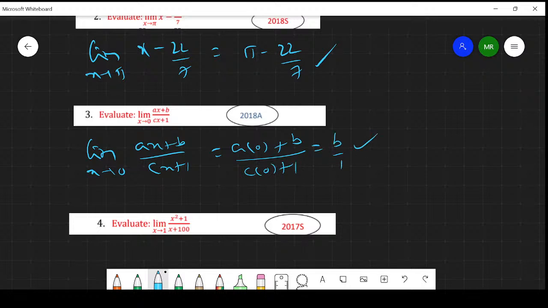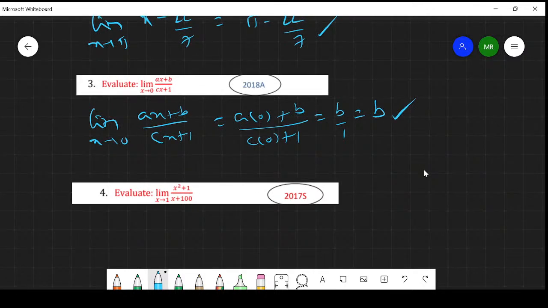Answer is b. b by 1 can be written as b. It's a direct substitution. If you are getting a finite value, you can substitute directly. I hope you understood this. If you have any doubt, please ask me. I will repeat again. I can explain again. Now, see the next problem.